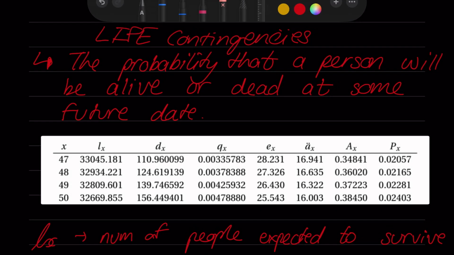What's up, guys? Today we're talking about life contingencies. This is where we're going to discuss the probabilities that someone is either alive or dead at some certain time, given their age. So in front of us here, we've got a life table.